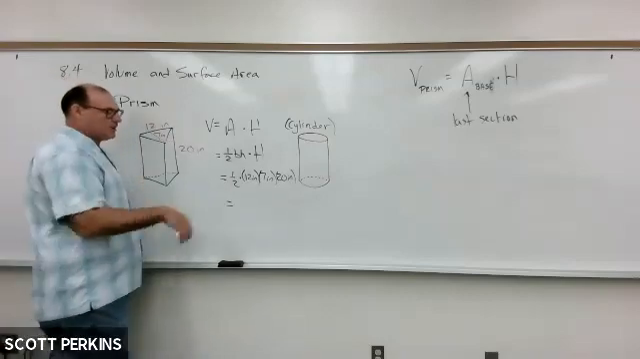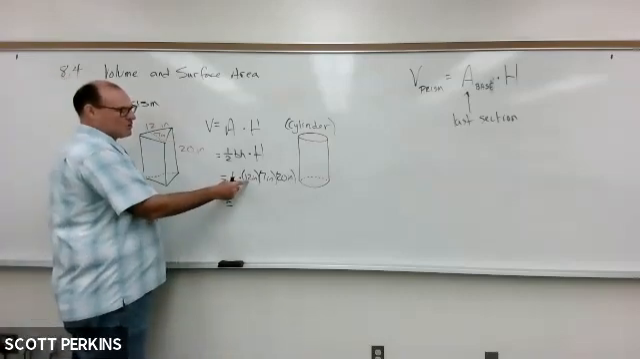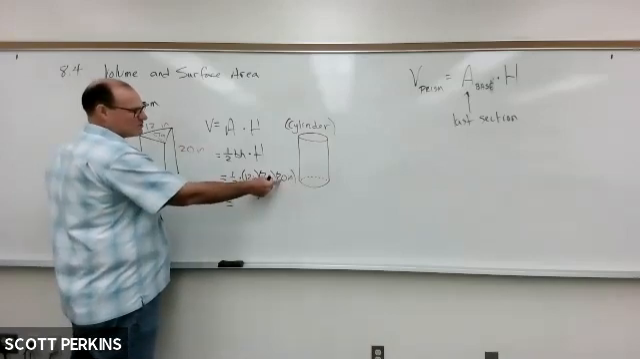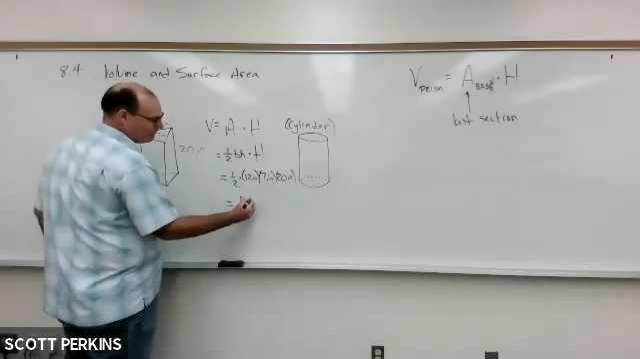Okay, so now it's just a plug and chug. 1/2 times 12 is 6. 6 times 7 is 42. 42 times 20, I think that's 840.